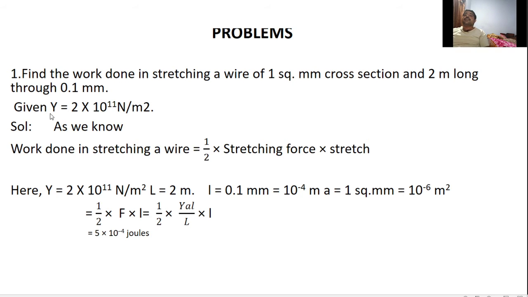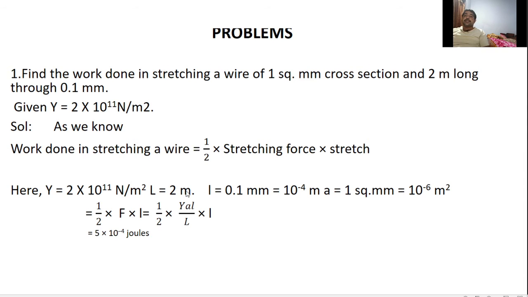Here the given Young's modulus is 2 × 10^11 Newton per meter square. We know that the work done in stretching a wire is equal to half into stretching force into stretch. So in this problem, the given data are: Young's modulus Y = 2 × 10^11 Newton per meter square.